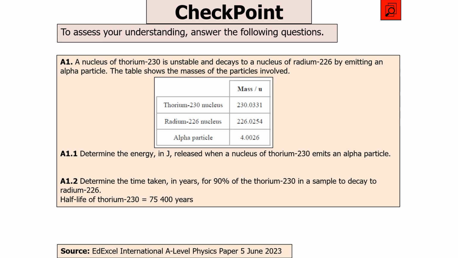Then determine the time taken in years for 90% of the thorium in the sample to decay to radium. The half-life of thorium is 75,400 years. So pause the video now, then unpause the video when you want to go through your answer.